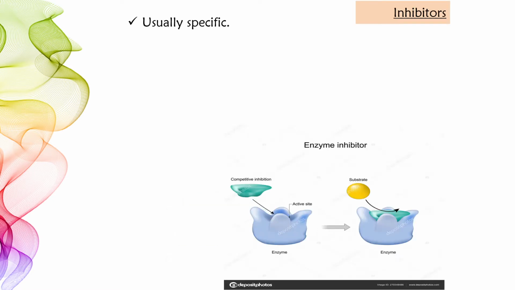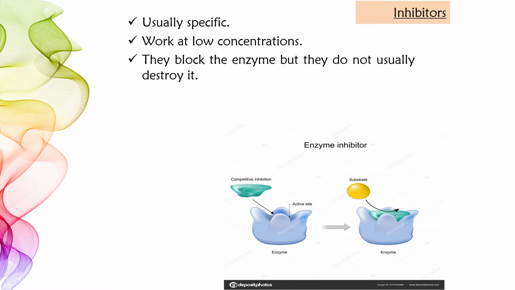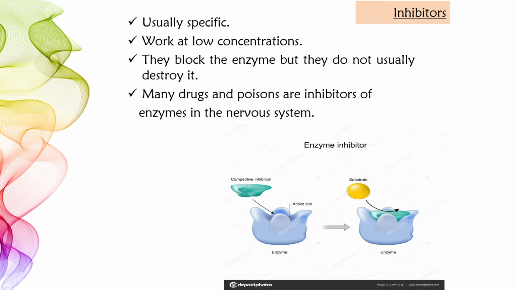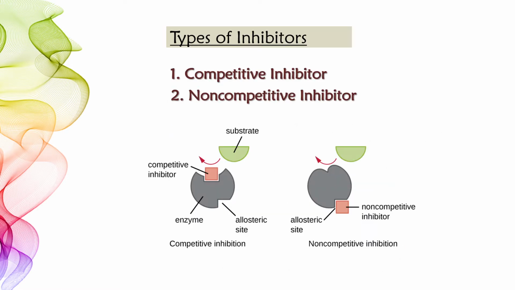Usually, inhibitors are specific. They work at low concentration. They block the enzyme, but they do not usually destroy it. Many drugs and poisons are inhibitors of enzymes in the nervous system. There are two types of inhibitor, competitive inhibitor and non-competitive inhibitor.